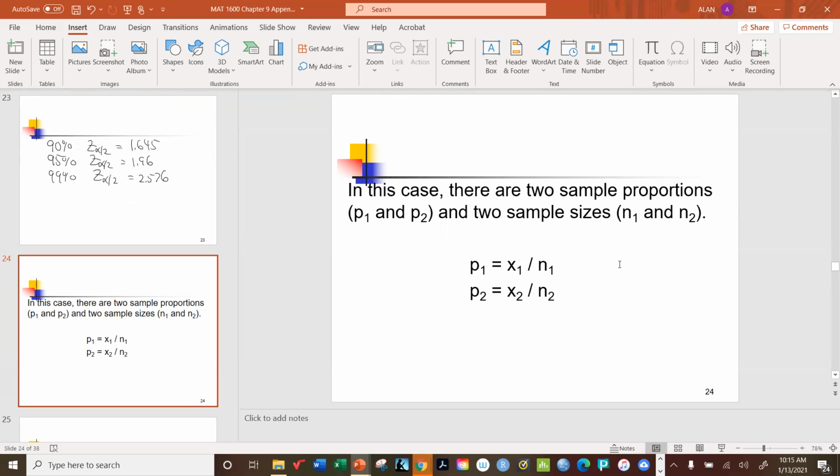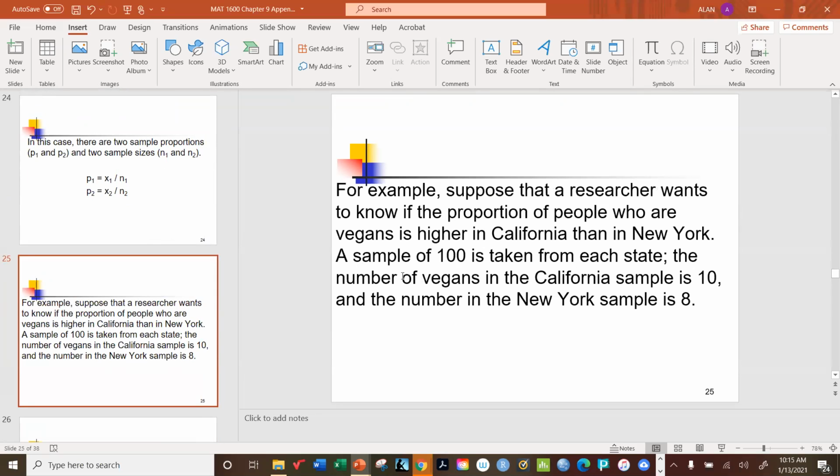All right, now, suppose that a researcher wants to know if the proportion of people who are vegans is higher in California than in New York. A sample of 100 people is taken from each state. The number of vegans in the California sample is 10. And the number in the New York sample is 8. Okay, so what we need to do now is calculate a sample proportion for each state. And then we're going to compare them with our confidence interval.